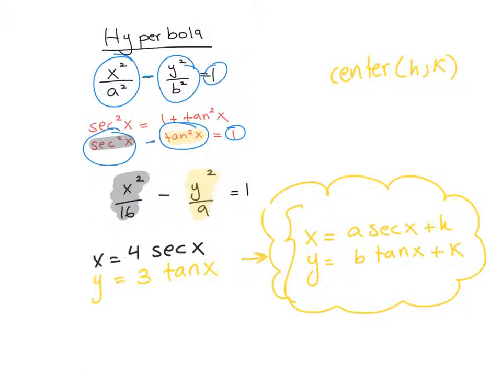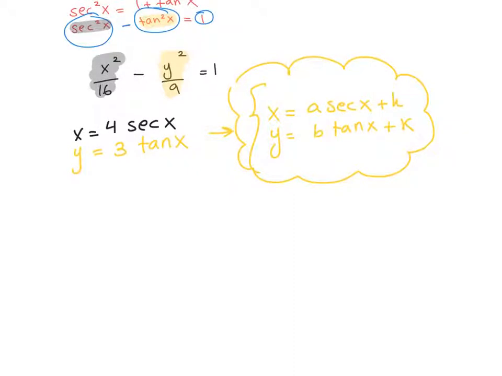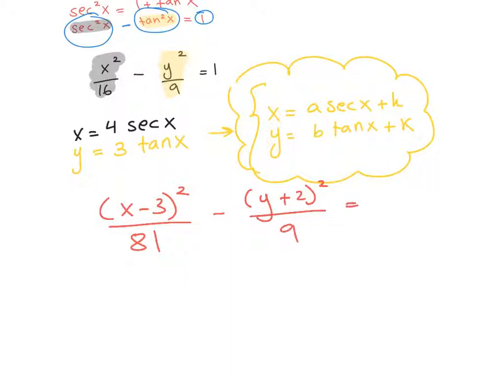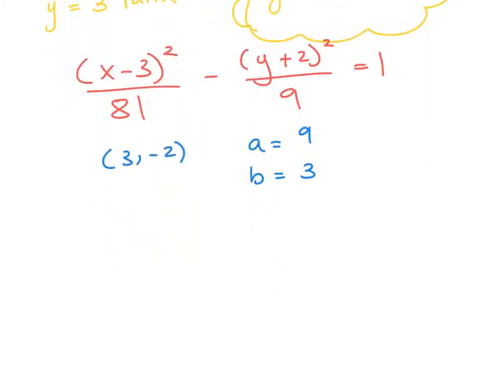So let's take an example. What if I have x minus 3 squared over 81 minus y plus 2 squared over 9 equals 1? So the center is 3, negative 2. The a value is 9, and the b value is 3. So this is an equation of a horizontal hyperbola.